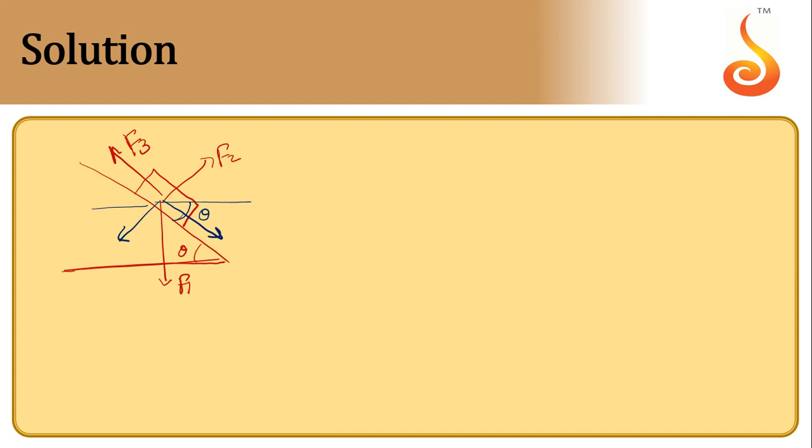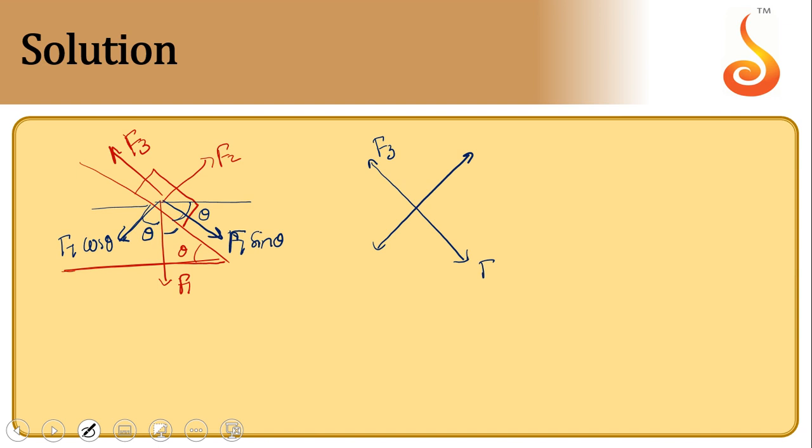So what is this component going to be? This is going to be F1 sine theta. This is going to be F1 cos theta. Because this angle is theta, this angle is 90 minus theta, this angle is theta, this component is going to be F1 cos theta. So now, what are all the forces? These are the forces. We have F3 along this direction, F1 sine theta, F2 and F1 cos theta.